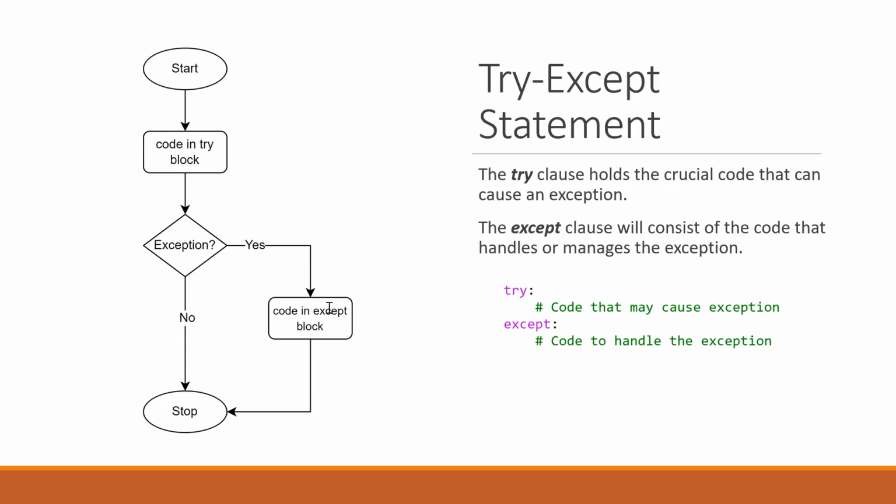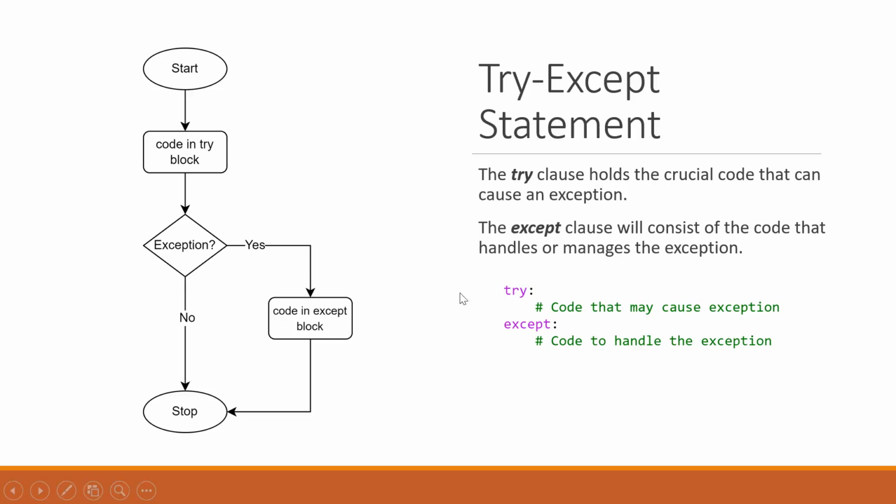Here you can see the workflow of a try except statement. First we put some critical code in the try block, and the code given in the try block will be executed. Now if that code causes any exception, the code given in the except block will be executed and then it goes to the next phase. But if the code given in the try block does not cause any exception, then the try block will be executed, the except block will be skipped, and it will move to the next phase.